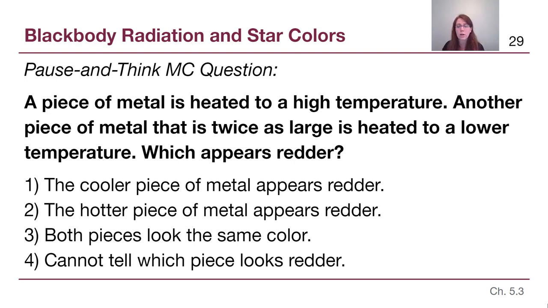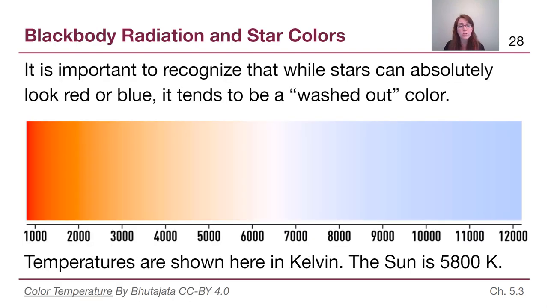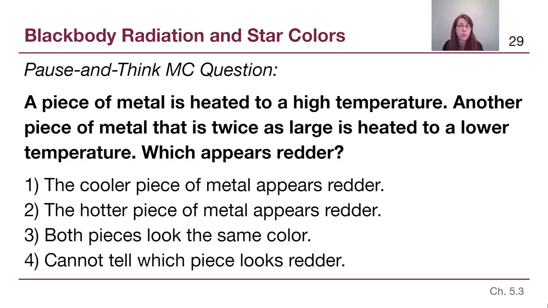A cold star, if we go back one slide, 1,000 or 2,000 Kelvin, will look red to us. Blue has the higher energy form of light, and so you can only produce a lot of blue light if you have a very hot star. So the answer here is option one, the cooler piece of metal appears redder. The size does not affect the color. The size will eventually affect the brightness, but we aren't going to talk about that in this particular video.